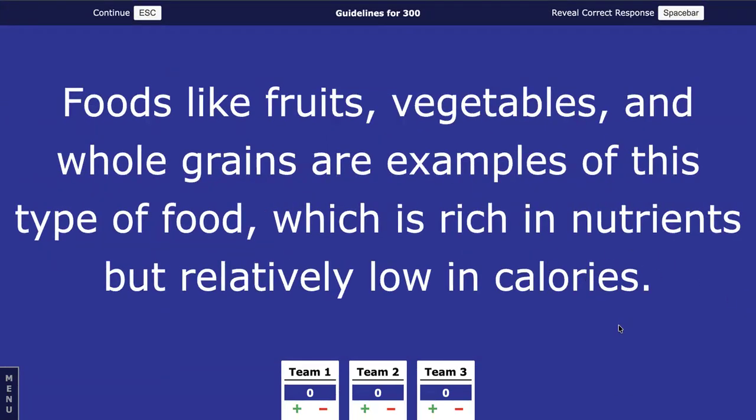Foods like fruits, vegetables, and whole grains are examples of this type of food, which is rich in nutrients but relatively low in calories. This is the opposite of a giant jawbreaker. Yep, nutrient dense. Oh wait, they already gave examples. Like lettuce and cabbage and bell peppers are super nutrient dense, but they are low in calories. So that's a good example.